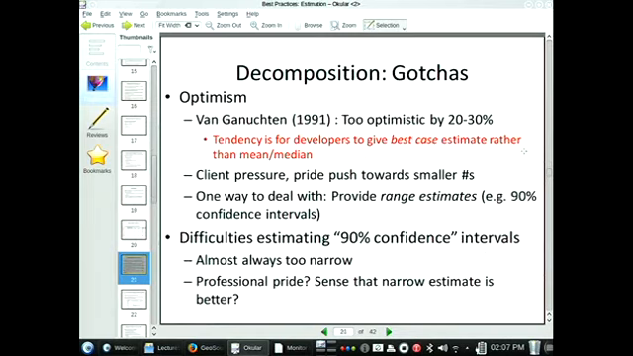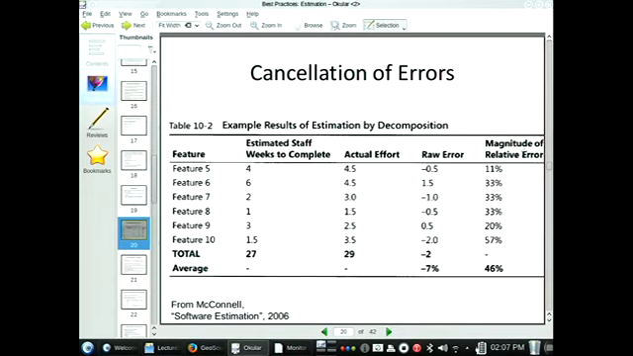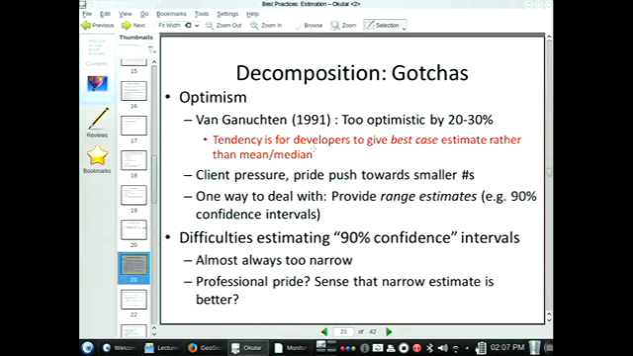But we're going to be giving a range estimate. So we're going to be giving not just one number here in this estimated staff weeks to complete. We're going to be giving a best case, a worst case, and a most likely case.